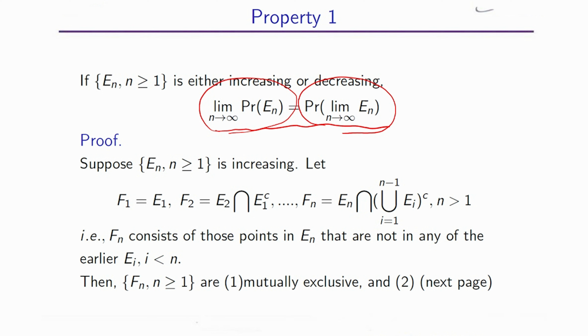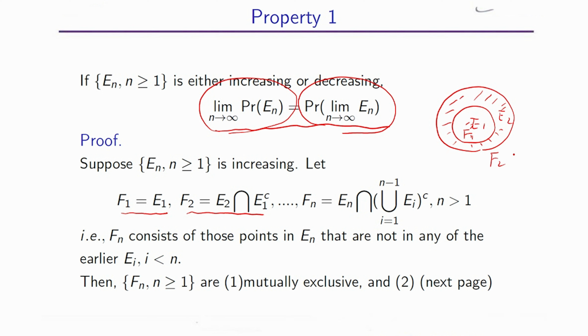Okay? So suppose, without loss of generality, we assume that E_n is increasing. First we let F_1 equal E_1, and F_2 equal E_2 intersect E_1 complement. What does that mean? That means if this is your E_1, and supposedly this is your E_2, a bigger set, now I want to decompose E_2. So I let E_1 equal F_1, and this part is equal to F_2.